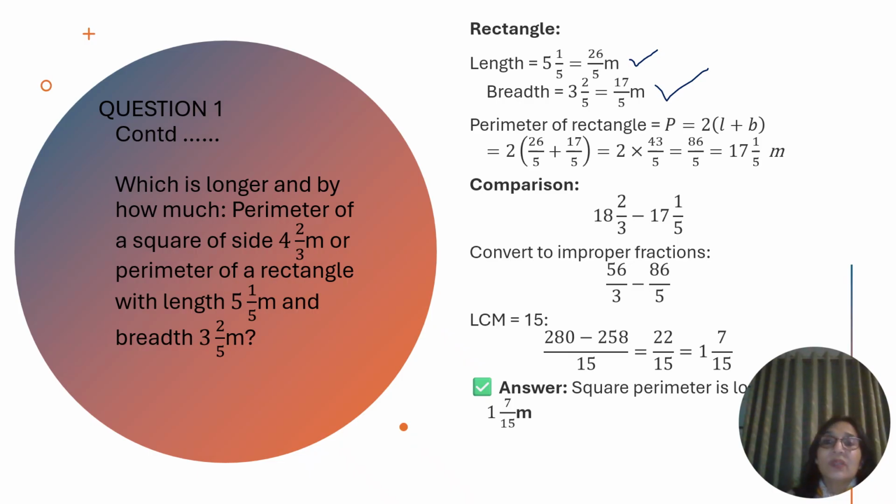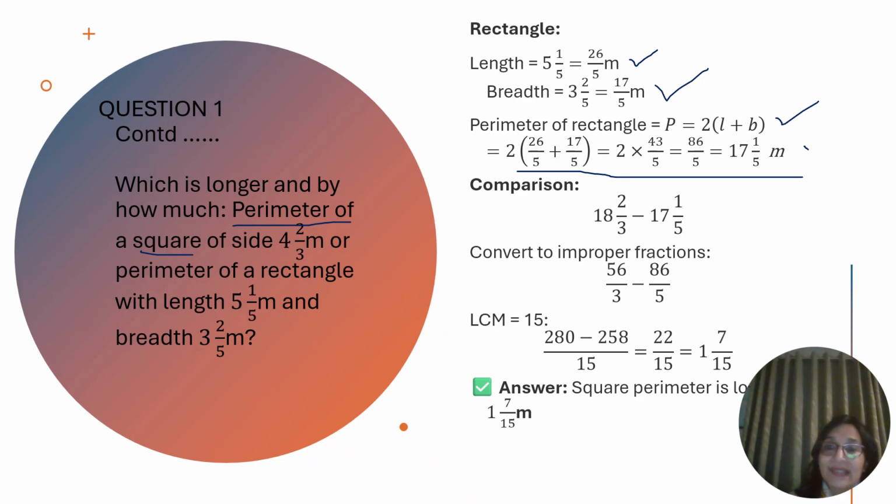Now next is you need to understand, students, you need to remember the formula. First we saw perimeter of what? Perimeter of a square. And then we have a perimeter of a rectangle. So what is the formula for perimeter of a rectangle? It is twice length plus breadth. Okay. So now the next step what you have to do, you just have to substitute the value. So 2 and what is the length here? 26 upon 5. What is the breadth here? 17 upon 5. And when you calculate, you will get the answer 17 1 upon 5 meter.